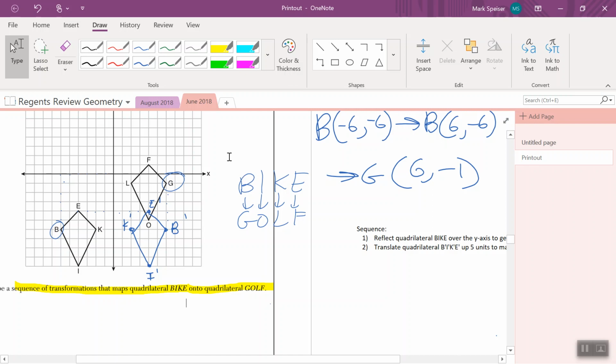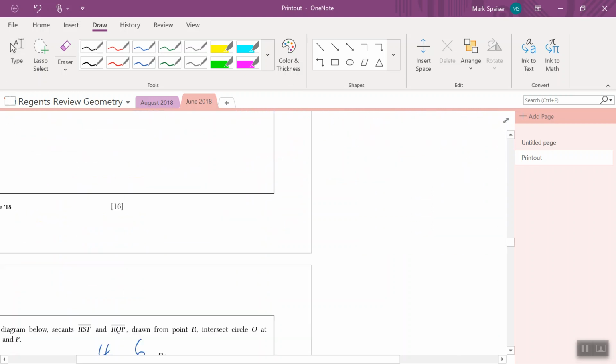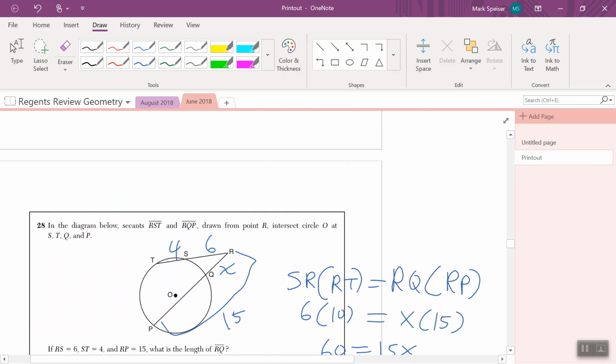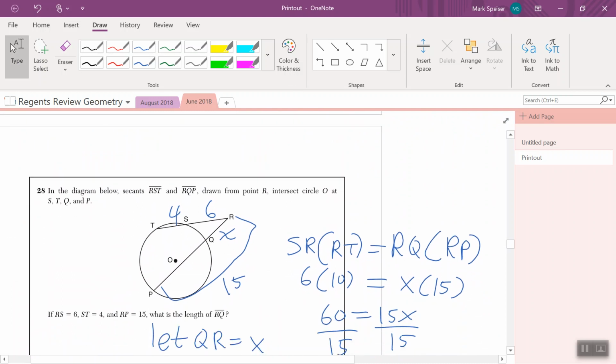On to question 28. In the diagram below, secants RST and RQP are drawn from point R. They intersect circle O at S, T, Q, P. If RS equals 6, ST equals 4, and RP equals 15, what is the length of segment RQ? So you let RQ or QR equal X.